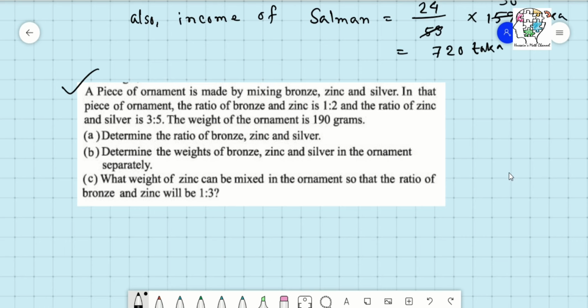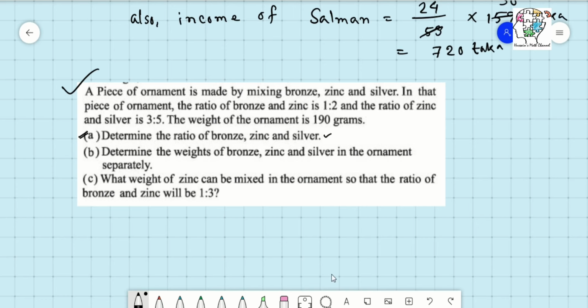Here you have to find the successive ratio in question number A, which is pretty much similar to question number 2A, which we already did. So if you repeat that problem, you will be able to solve it on your own. Now determine the weights of bronze, zinc, and silver in the ornament separately, which is exactly the same as number B. Now question number C, what weight of zinc can be mixed in the ornament so that the ratio of bronze and zinc will be 1:3?